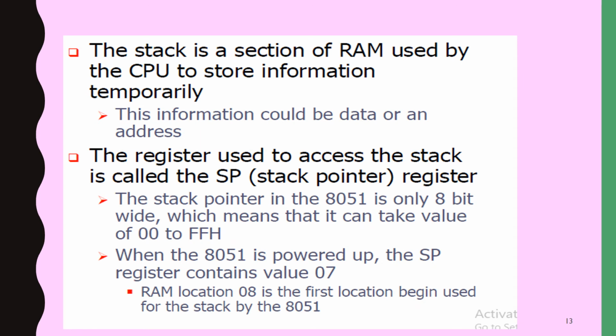Now the stack is also an important component. It is a section of RAM used by the CPU to store information temporarily. This information could be data or an address. The register used to access the stack is called the stack pointer register. The stack pointer in the 8051 is only 8 bits wide, which means that it can take a value from 00 to a maximum of FF. When the 8051 is powered up, the stack pointer register contains the value 7. RAM location 08 is the first location used for the stack by the 8051.